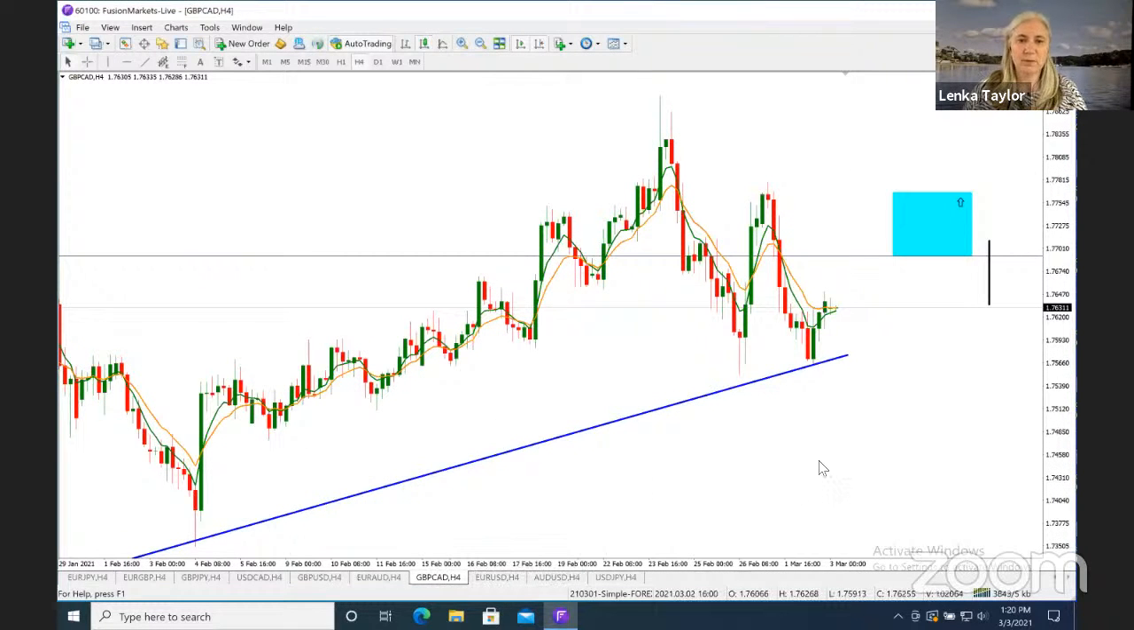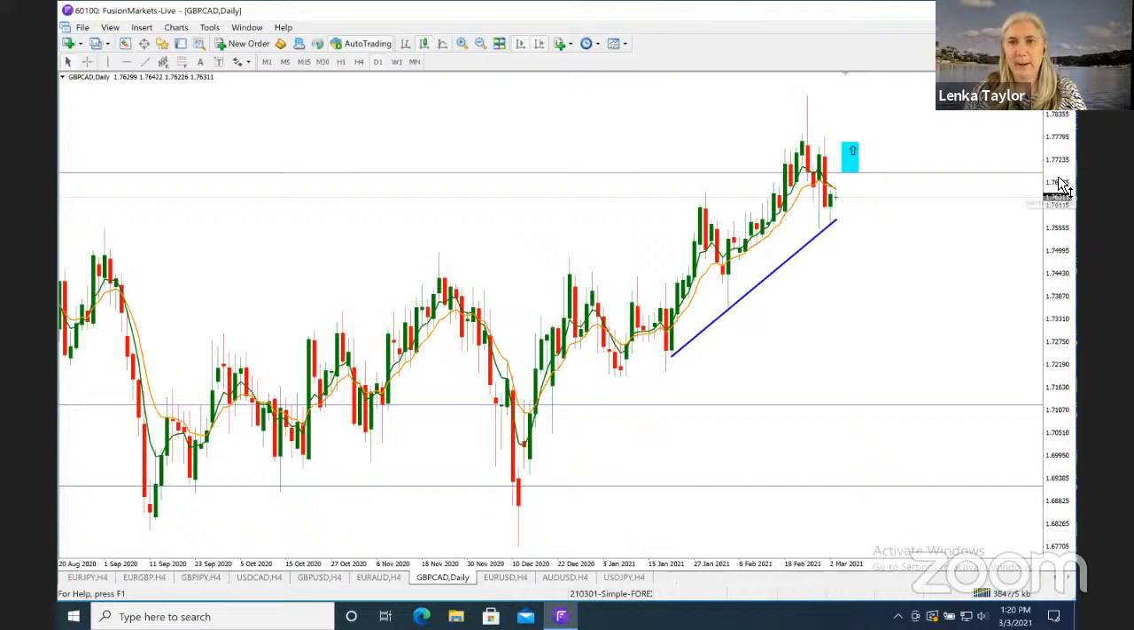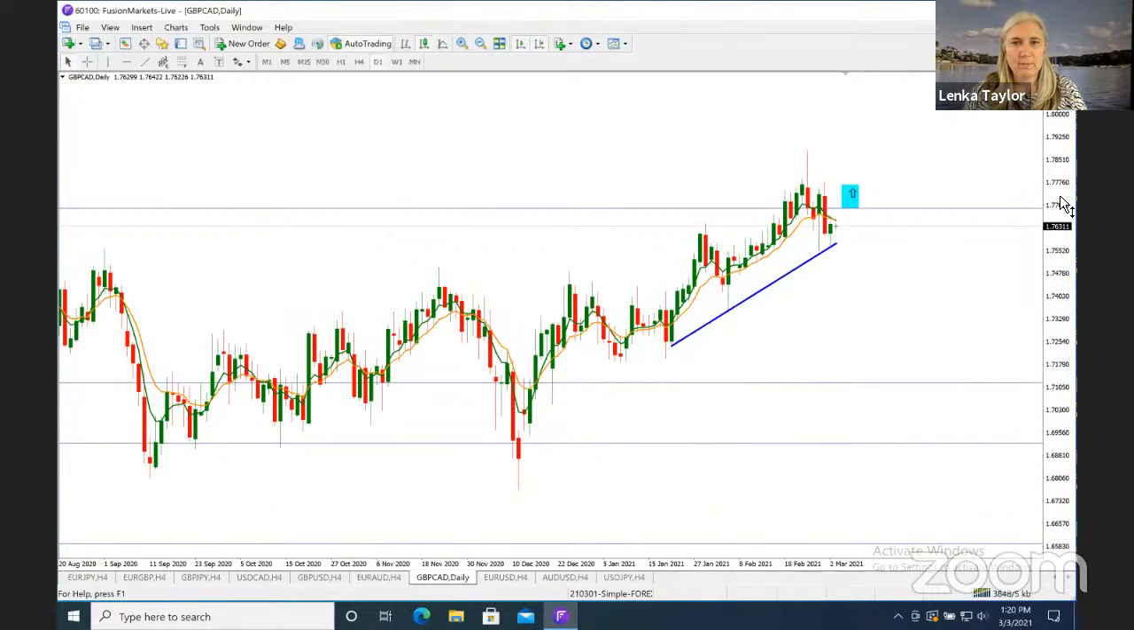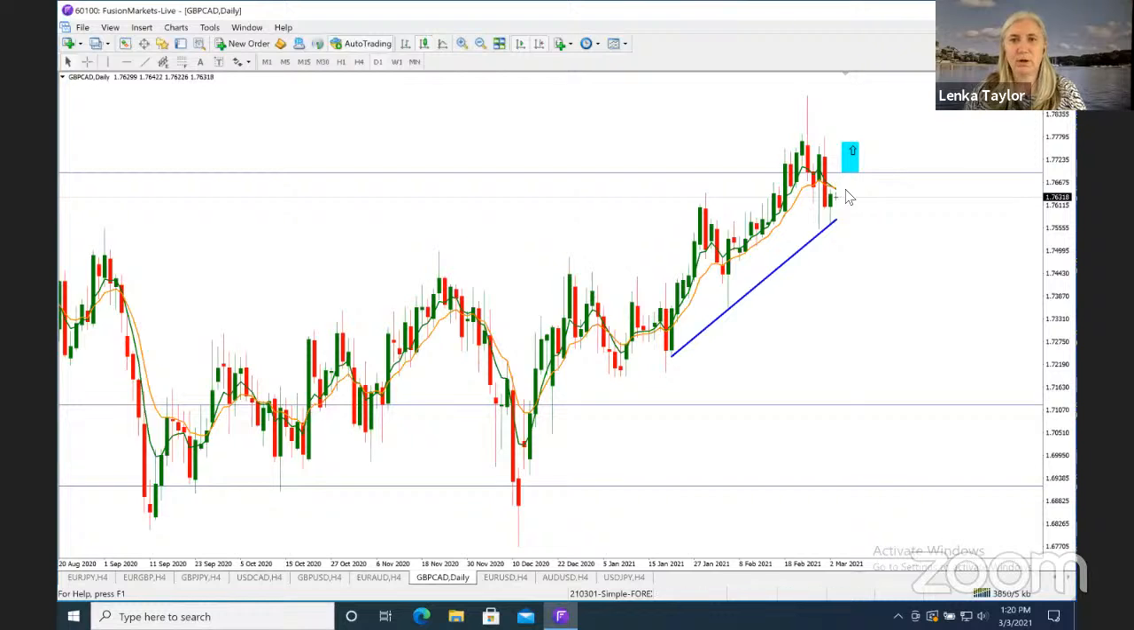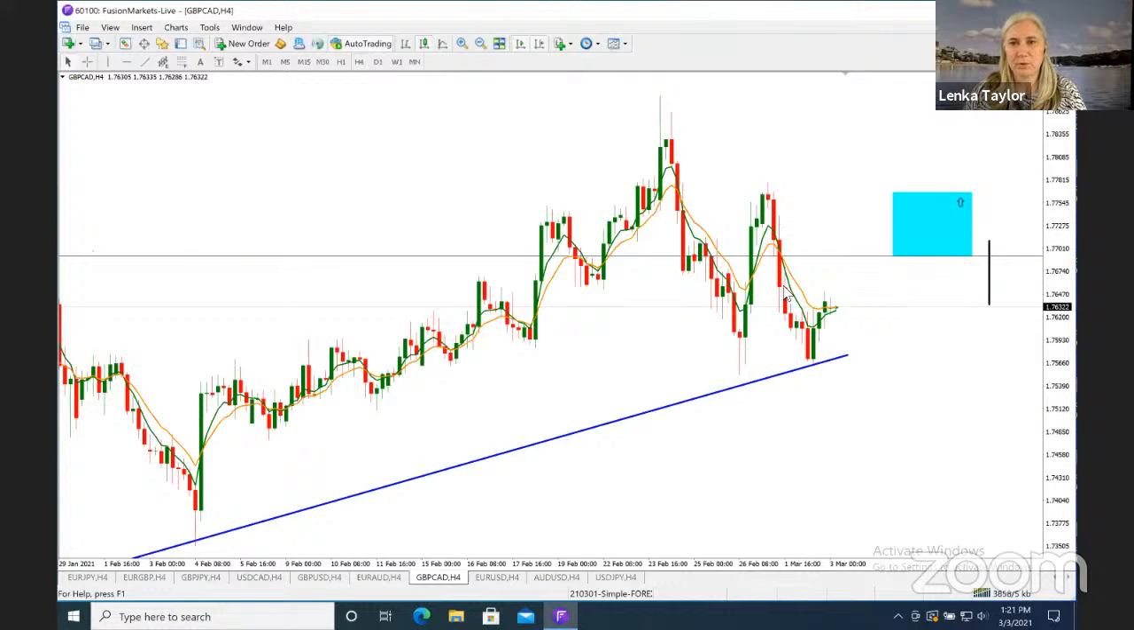Next chart is GBP CAD on the H4. So with this currency pair, I am still looking for a long, but I would like the entry price action to be above that horizontal line. So in terms of the H4 time frame entry, I would like to see the price come back up and then retest that horizontal up here. So I'm not going to be taking a trade there. That setup might take a bit longer.